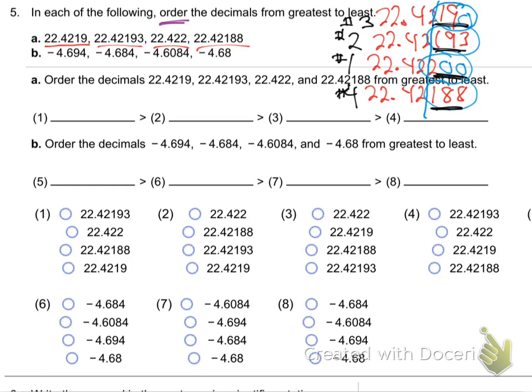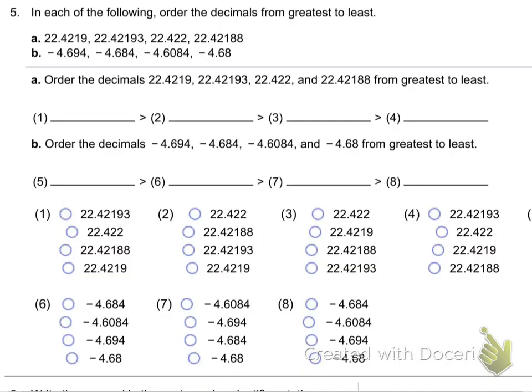Where do we see that? I'm not sure. I don't see that one. From greatest to least. Okay, so let's try. Okay, so that's good.